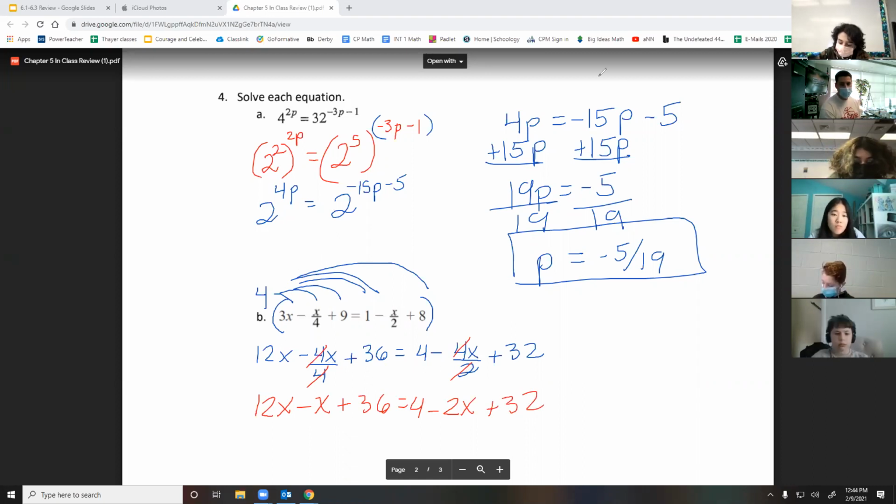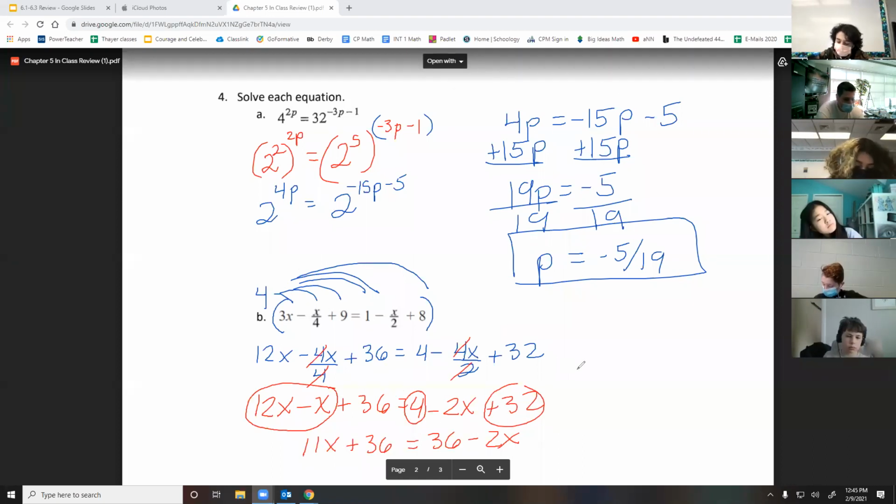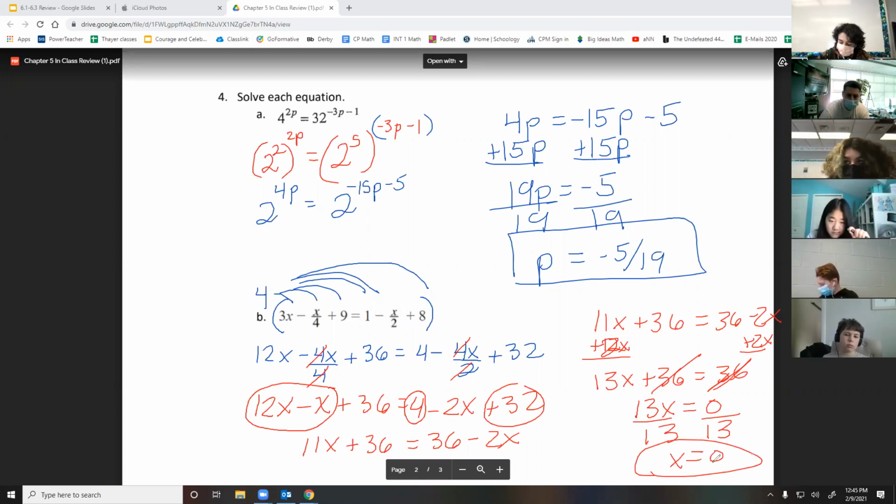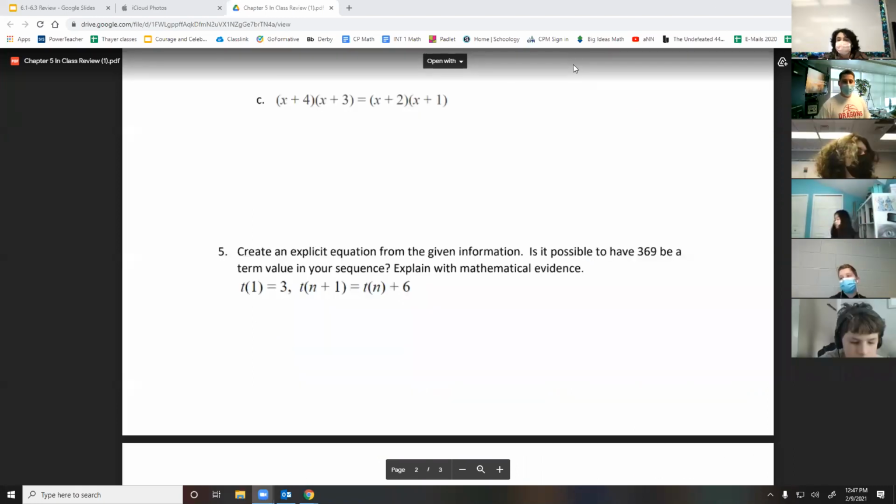Next, we'll combine like terms. So I've combined like terms, and now I've got variables on both sides. So I'm just going to rewrite my problem over here and move my variable terms by adding 2x to both sides. And that'll give me 13x plus 36 equals 36. So the 36's will essentially cancel. You'll have 13x equals 0. And that means x, after all this hard work, is equal to 0. Pause here for questions. All right, welcome back.